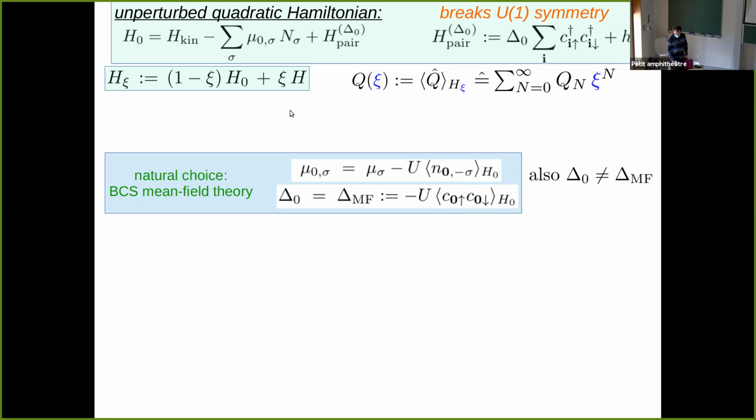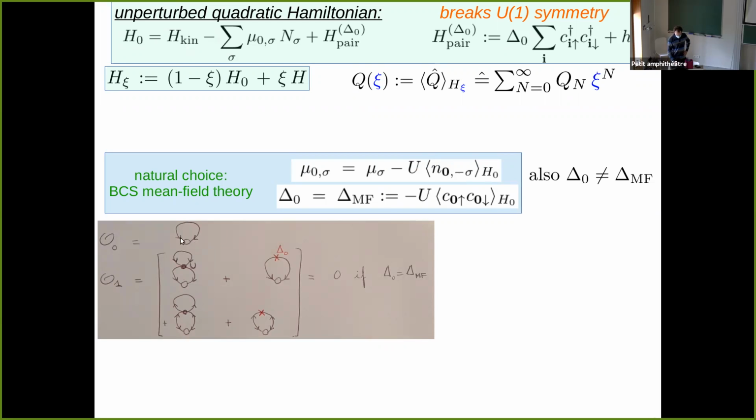Finally, I should say what we choose for mu naught, these shifted chemical potentials, and also for delta naught. So the most natural choice is just to take them from the BCS mean field theory. So mu naught is given by the standard Hartree shift, and delta naught is given by the standard gap equation of BCS theory. We also sometimes use other values of delta naught, but we will always keep this simple choice for mu naught.